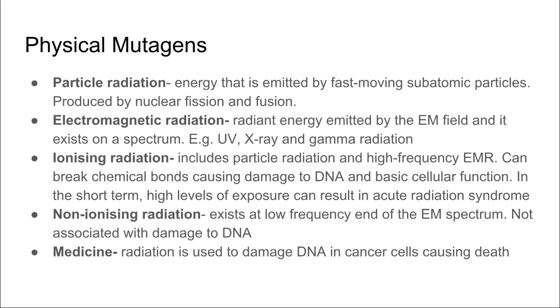Then there are physical mutagens. So we have particle radiation, electromagnetic radiation, ionizing radiation, and non-ionizing radiation, and we can sometimes use these in medicine where we purposely damage DNA. All of these have energy being emitted and therefore changing the structure of our DNA. And this is how we use radiation to treat cancer cells, causing their death.